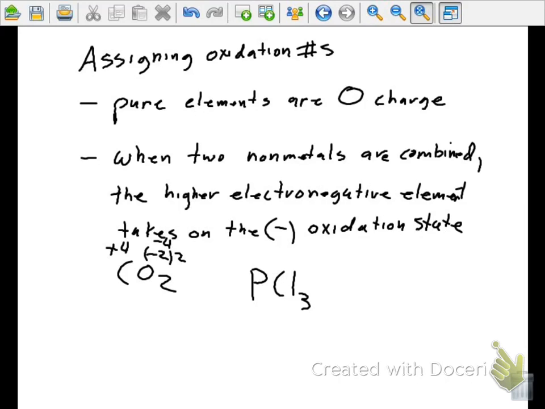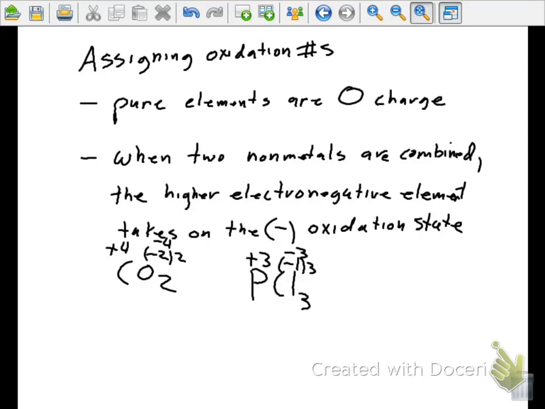Here's another one. PCl3. So look them up. Which one has a higher electronegativity? P or Cl? Cl. It takes on the -1 oxidation state. You got 3 of them. That's a -3. So phosphorus is a... Can phosphorus be a +3? Yes. So those other numbers should now start making sense why they're there. Before, we've already used the -3 for phosphorus.